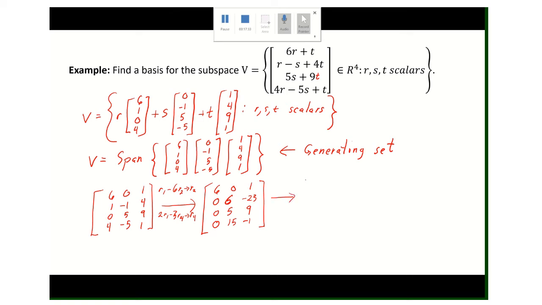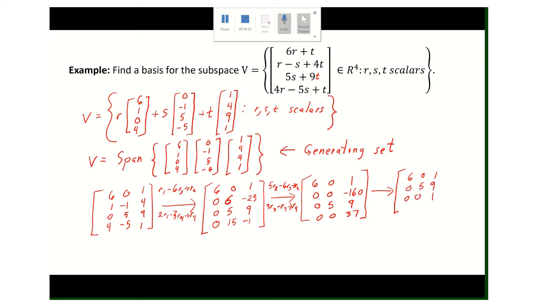Then we continue this. We are going to do 5 row 2 as a new row 2. Sorry, that's 5 row 2 as a new row 2. And 3 row 3 minus row 4 as a new row 4. So I'm going to get 6, 0, 1, 0, 0. Work this out. I believe it comes to minus 160 right there. 0, 5, 9, and we get 0, 0, 37, I believe. And now if we step through it fairly quickly, we're going to end up with 6, 0, 1, 0, 5, 9. Rearrange the rows, 0, 0, 1, and 0, 0, 0.